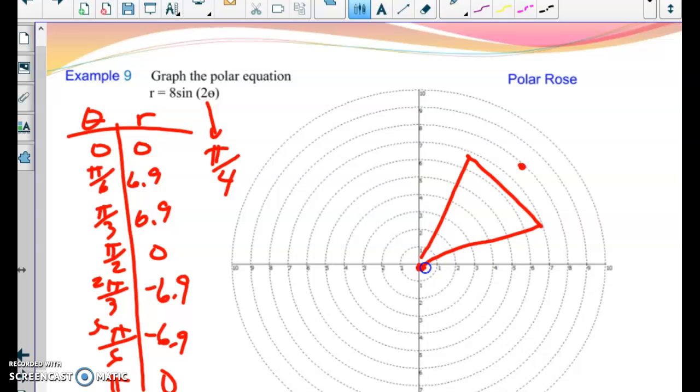When I didn't have that value, my graph looked like triangles. But when I put that value in there, it doesn't. So just another reason to check some extra values, because they shouldn't be straight line edges. So then what happens when I go out here at 2 pi over 3, I'm going out the negative direction, so I get a negative 6.9 out here.